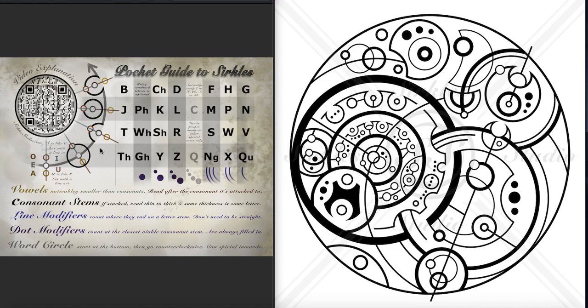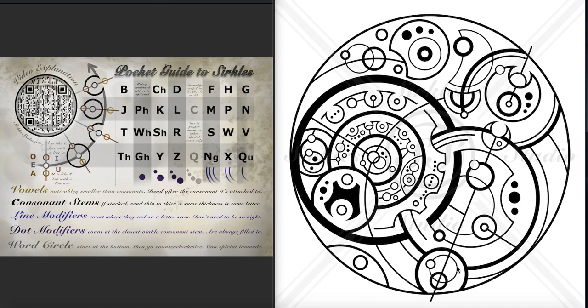So this is the word circle again, and these are the consonant stems in black. So here we have that consonant stem, and this line passes through it completely. And line modifiers count where they end on a letter stem. So because it never ends anywhere on this letter stem, it doesn't count on it. So this line is actually coming from this letter up here and is not part of this letter. So this is just a TH, a no modifier circle on the line of the word circle. So this is the letter TH, one character for TH.